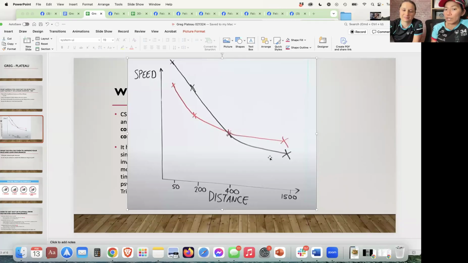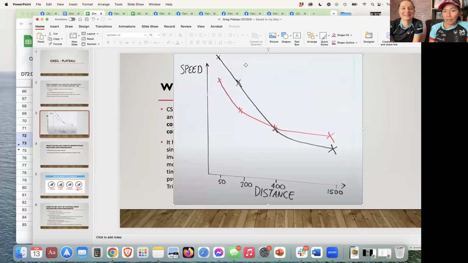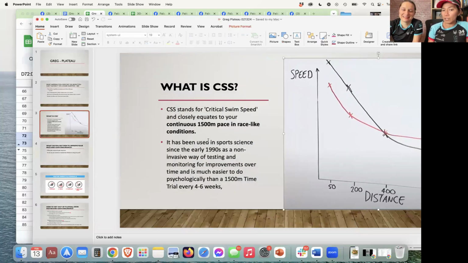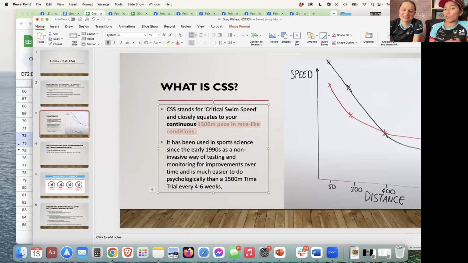What I'm trying to say is that those athletes who are just sprinters are not really able to sustain the pace on 1,500. Did I lose you guys there? If I lose you, go back to this one. Why is it important? Because that CSS is basically for 1,500 meter pace in race-like conditions.